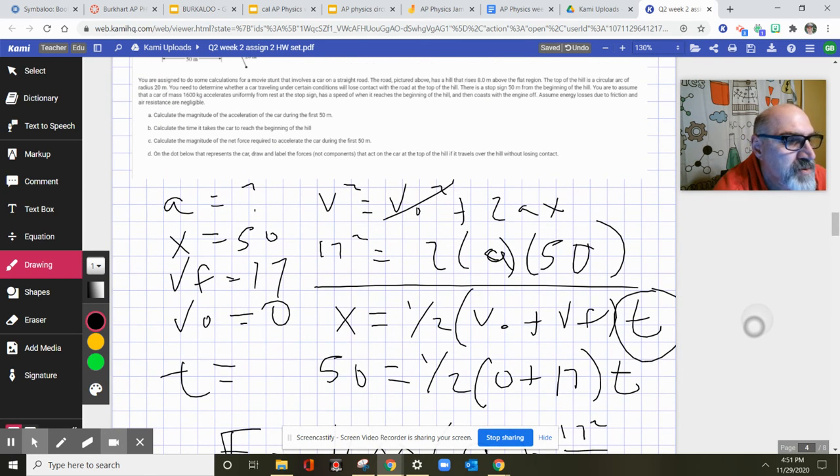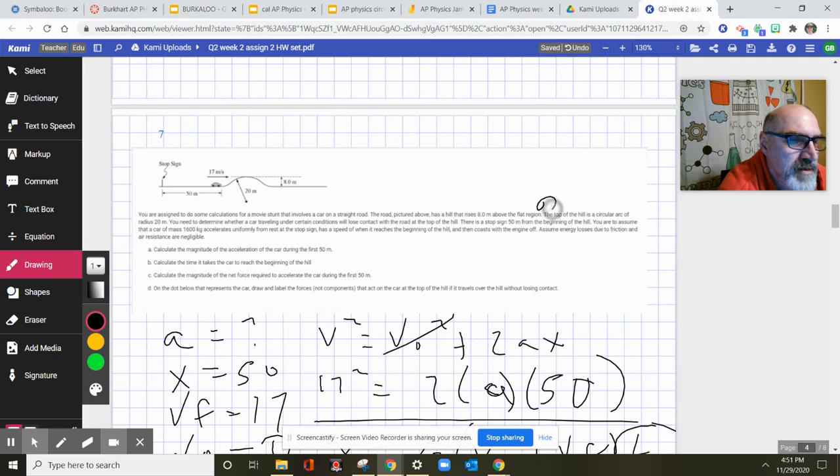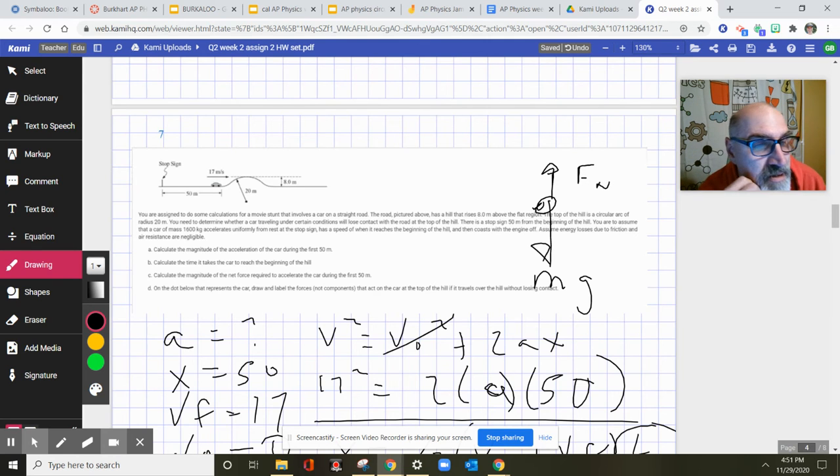On the dot that represents the car, draw and label the forces that act on the car at the top of the hill but travels over the hill without losing contact. All right, so let's just move our drawing over here. So we're at the top of the hill. There's going to be a force of gravity at the top of the hill, and then there's going to be a normal force. And here's the part where it actually is relative to our lesson. The normal force is not going to be the same as the force of gravity.